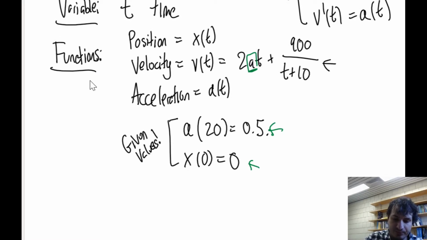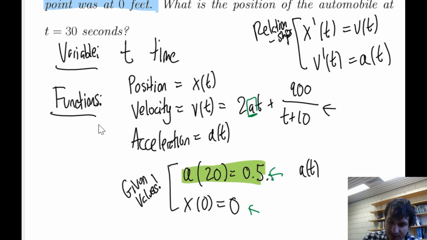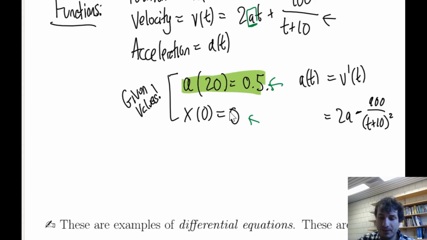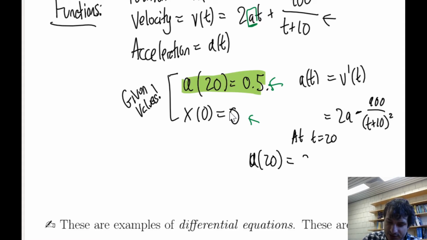A of 20 equals 0.5. And a of t is v prime of t, the derivative of v. And someone told me a formula for v, so I can do the derivative. It's 2a plus, and the derivative of 900 over t plus 10 is 900 over t plus 10 squared, and then you put a minus sign in front. So it's a power law.